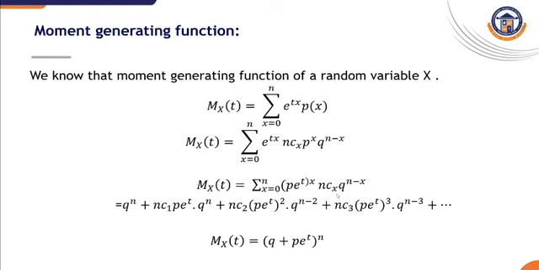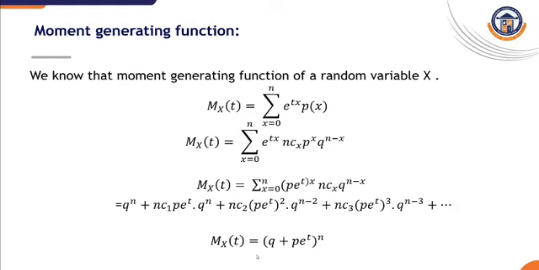Next, we substitute x equal to 2: nC2 (p e power t) on whole power 2 and q power n minus 2. And next, nC3 (p e power t) on whole power 3 q power n minus 3, etc. We substitute all the n values, and we finally get one simple formula.